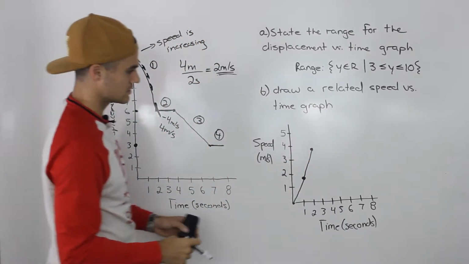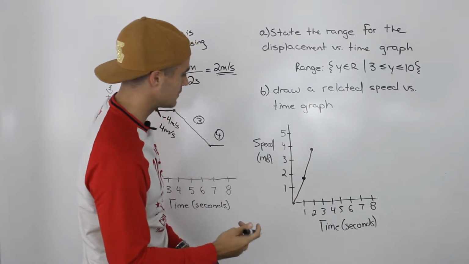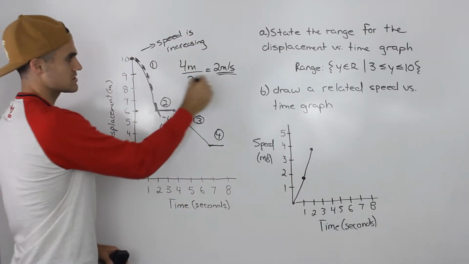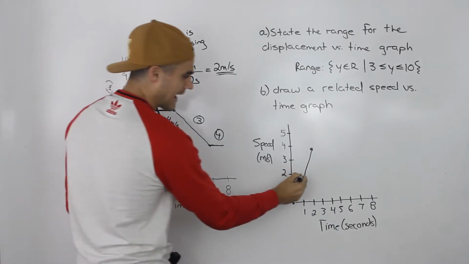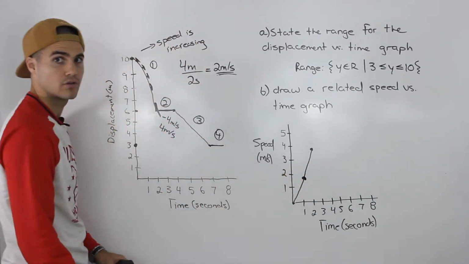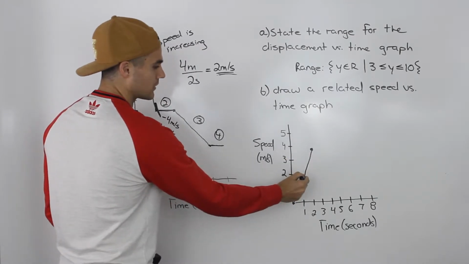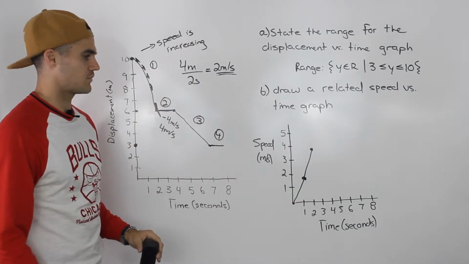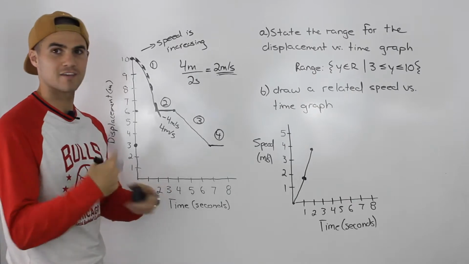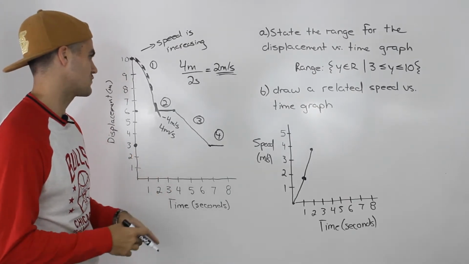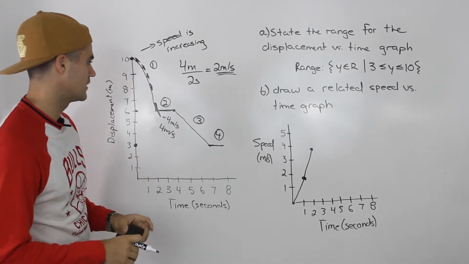And then to get this line, what I did was I found the average speed, which was 2 meters per second. I put that average in the middle of the interval. And then I just drew a line that goes through that middle point. Okay, so that does it for section 1. Hopefully that wasn't too confusing. You may have to watch that a couple of times over for it to really sink in.